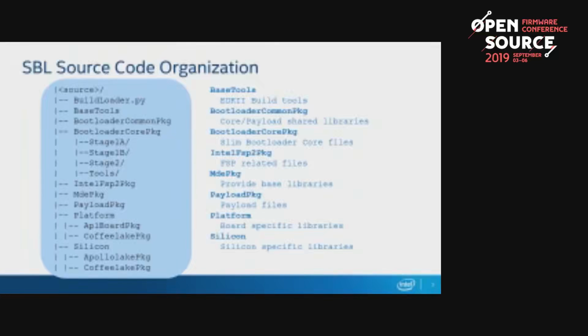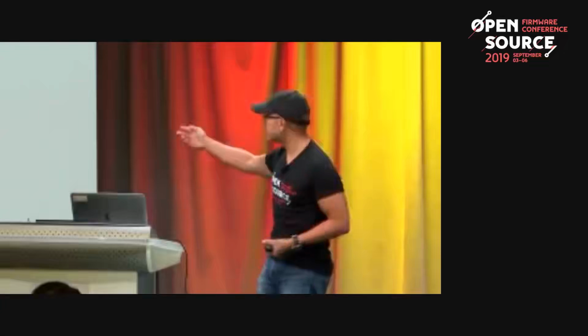So if you download this, you'll notice that whatever Intel has upstreamed into Slim Bootloader open source is really available. Today, we have Apollo Lake board, Coffee Lake, and QEMU as well. And of course, as Ravi shared this morning, we will continue to upstream more support for the newer SoCs as time goes by.